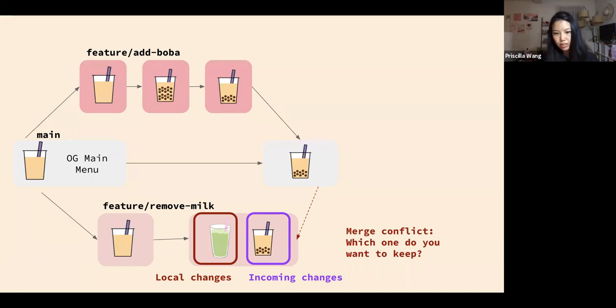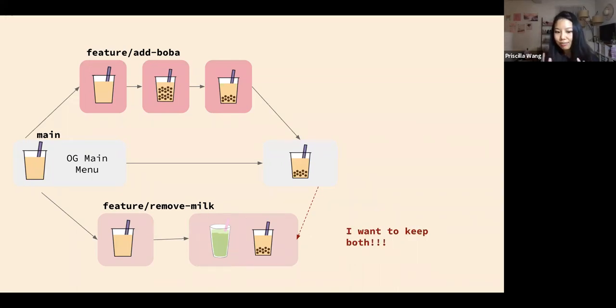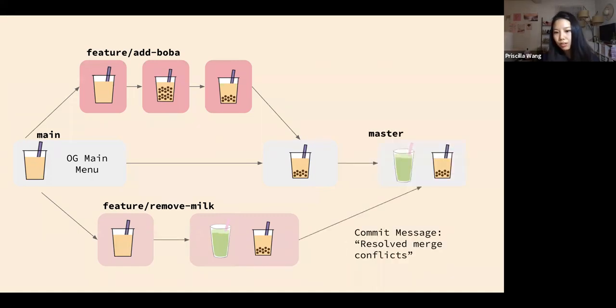Keep the incoming changes. But there's actually a third option, which is to keep everything, to keep both changes. And so I'm trying to build a menu. So I'm just going to keep both changes. And after I make that decision and tell them that, hey, I want to keep both changes, I will make another commit message, another snapshot, and say, all right, I resolved merge conflicts. And then I'm going to push to the master branch or the main branch.